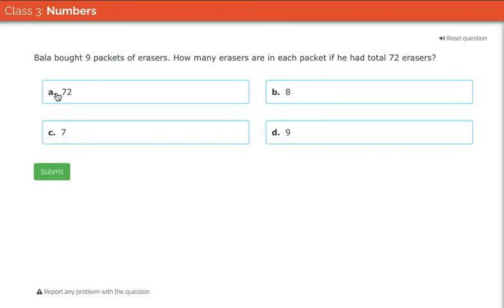Bala brought 9 packets of erasers. How many erasers are in each packet if he had a total of 72 erasers? Now, in total he has 72 erasers. So we have to divide 72 by 9. 72 divided by 9 is equal to 8.